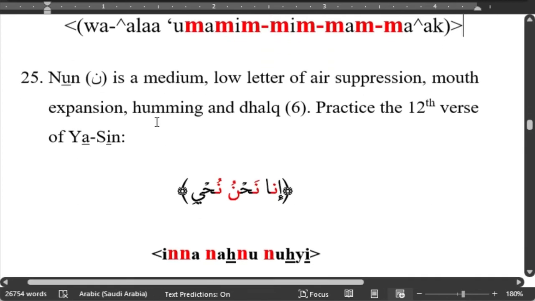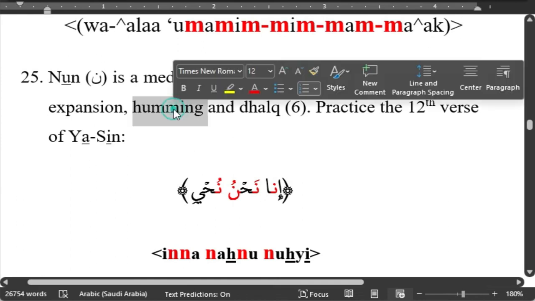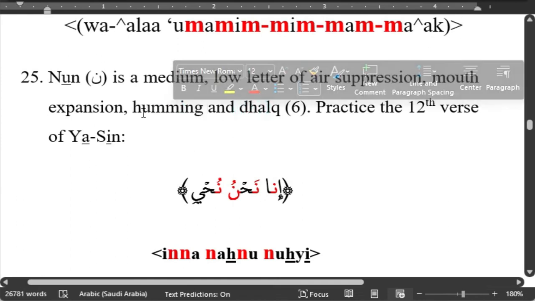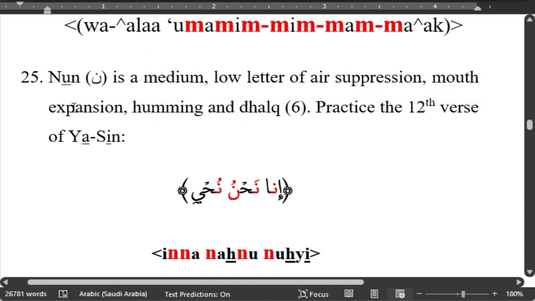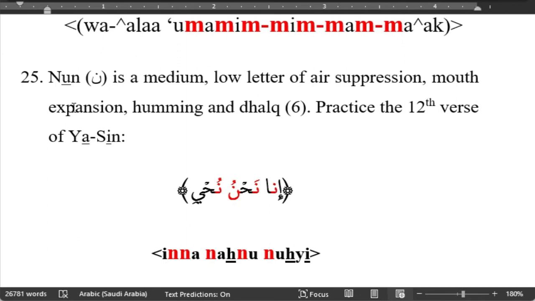Noon is a medium low letter of air suppression, mouth expansion, humming, meaning the ghunna, and dhalq. Now, ghunna doesn't mean hum in the language, as far as I know. Ghunna is the sound that the doe makes. The doe is a female deer, a doe, makes the sound from her nose. That's ghunna. And dhalq, it's on the edge. Noon. Noon.